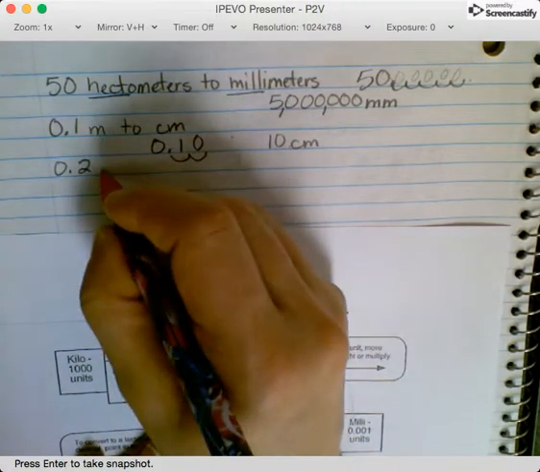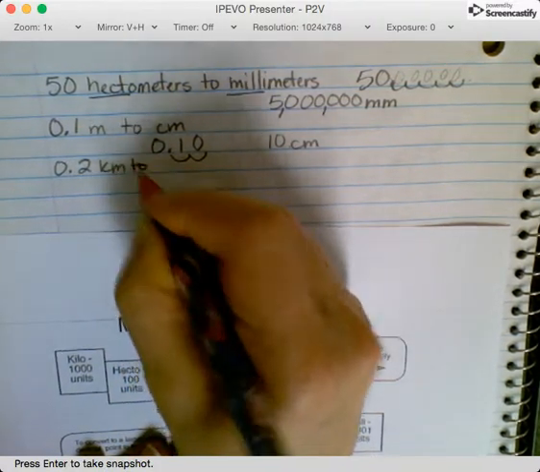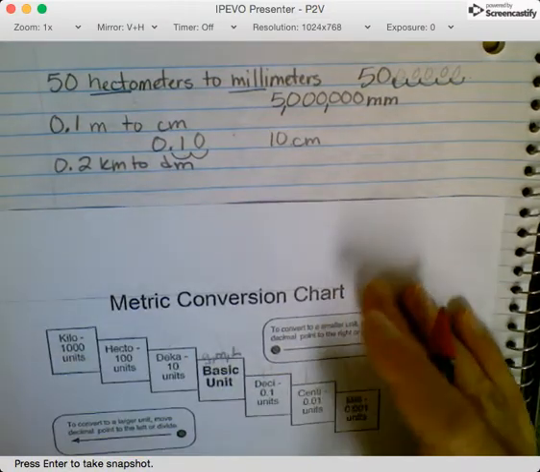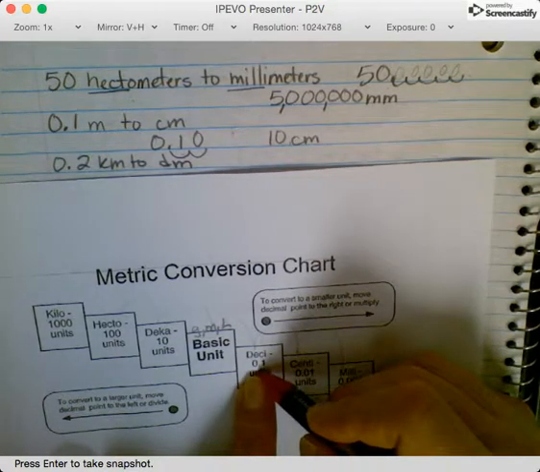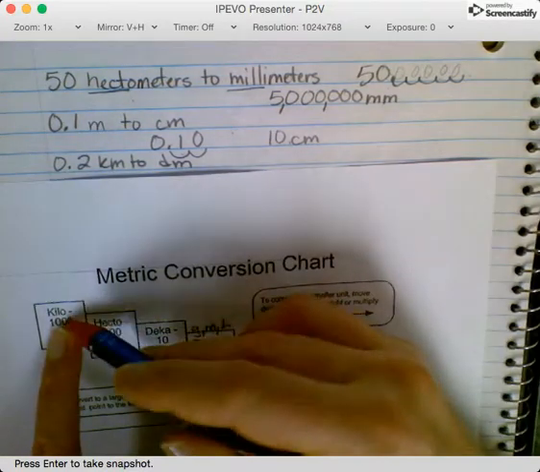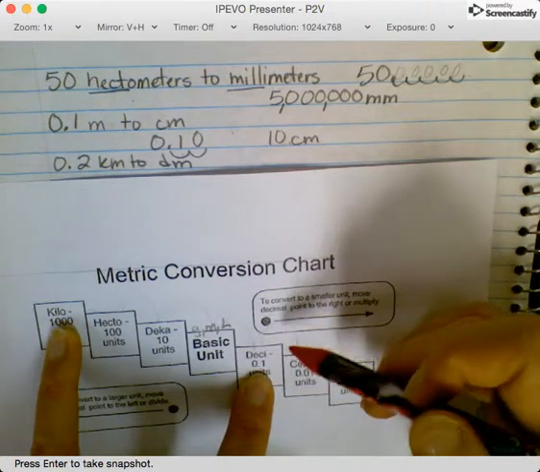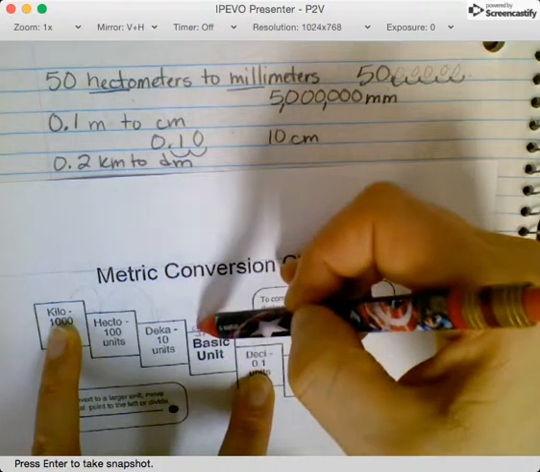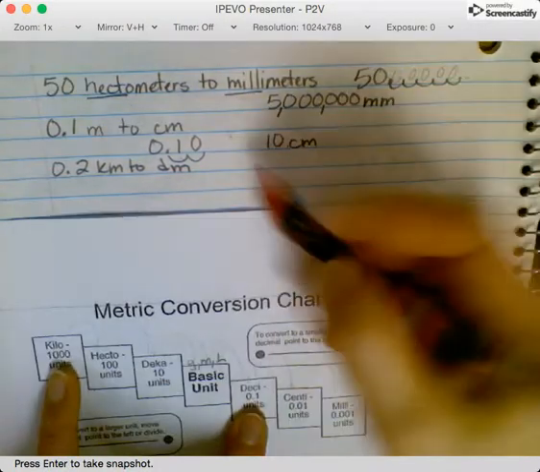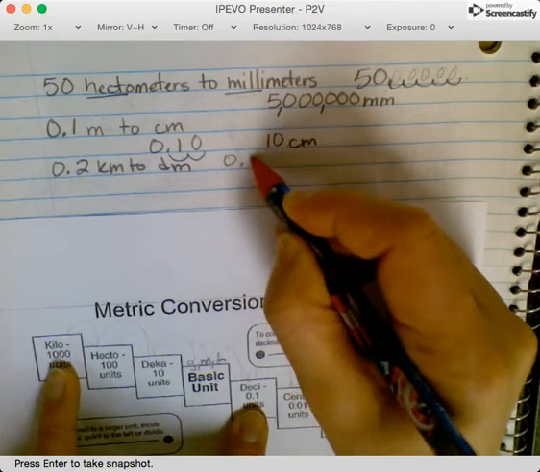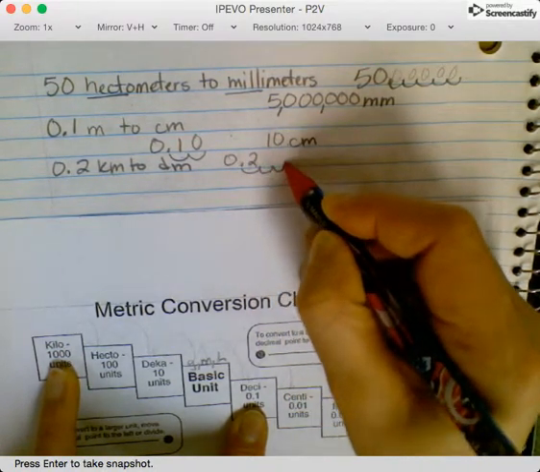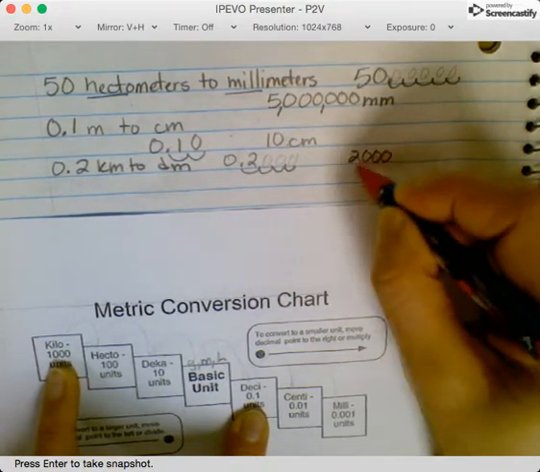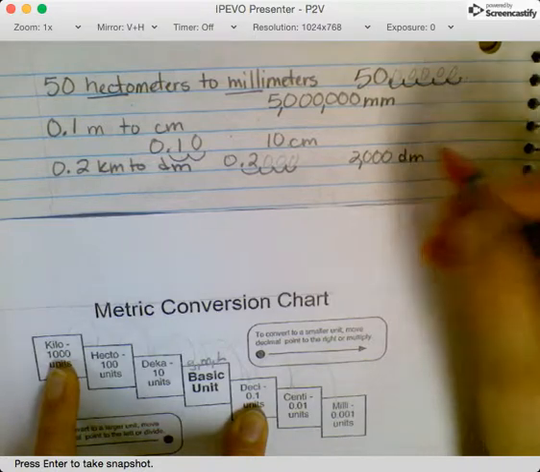Next, 2 kilometers to decimeters. That's just dm. Here's kilometers, here's decimeters. I'm going to move to the right: 1, 2, 3, 4. I put 3 zeros after it. So it is 2,000 decimeters.